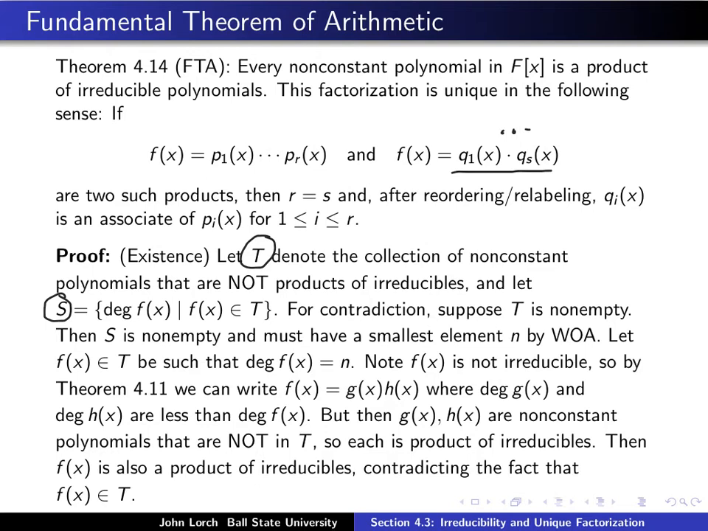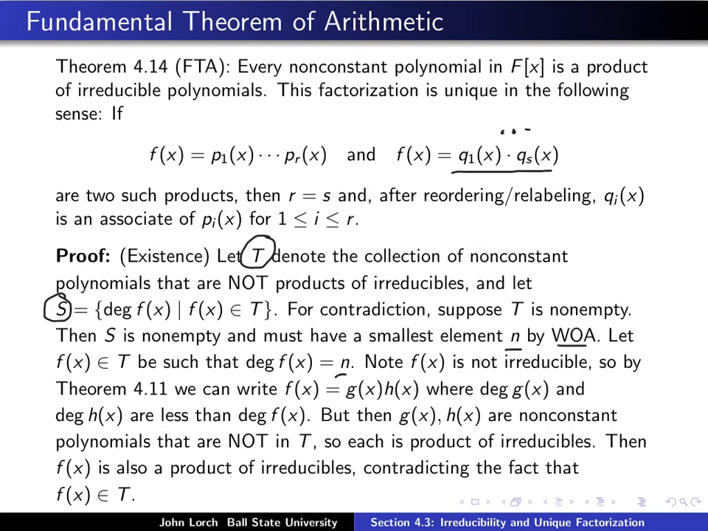Now, for a contradiction, we're going to suppose that this capital T is non-empty. Now, if T is non-empty, then S must be a non-empty subset of the positive integers, and therefore it must have a smallest element by the well-ordering axiom. We'll let n denote that smallest element of S. And we're going to select a polynomial f of x in T whose degree is equal to n, this smallest element of S.